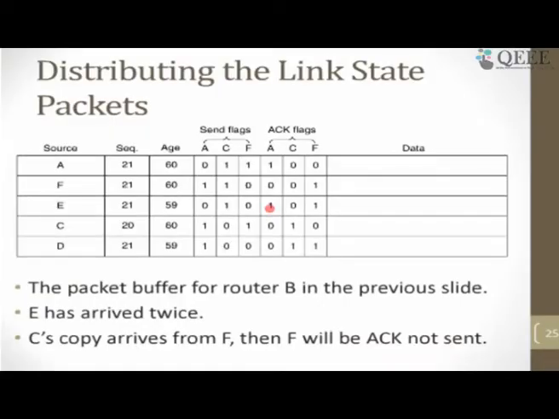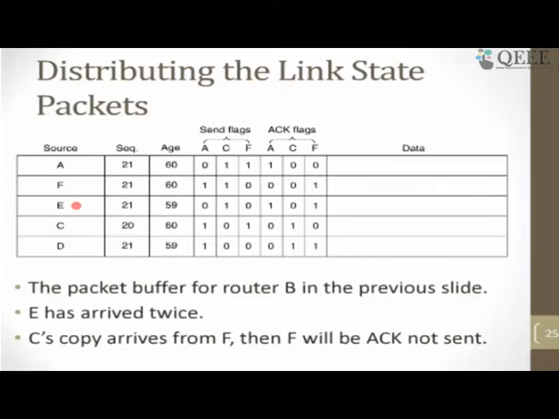E's packet is received by B. To be clear, this is B's view. See the packet buffer for router B in the previous slides. So I am seeing B's view, and B has received E's information.